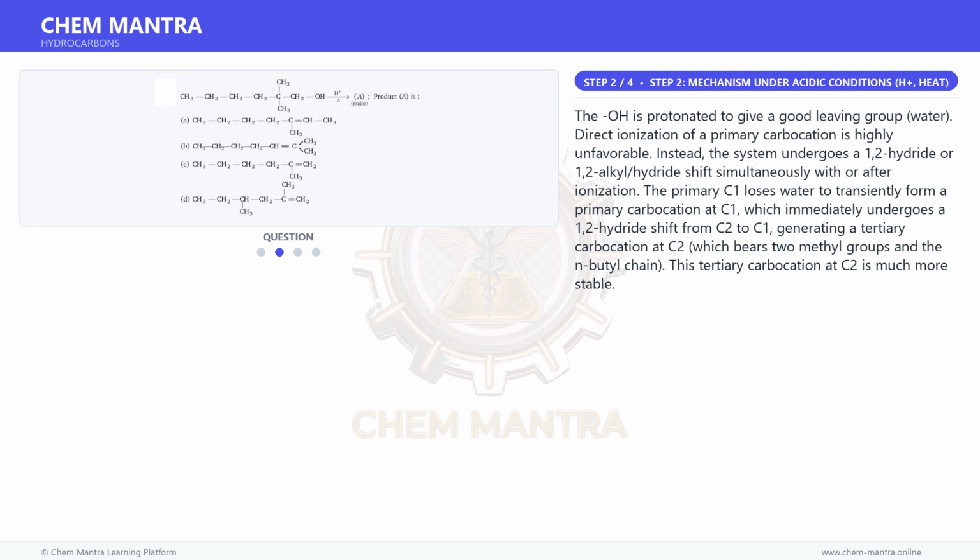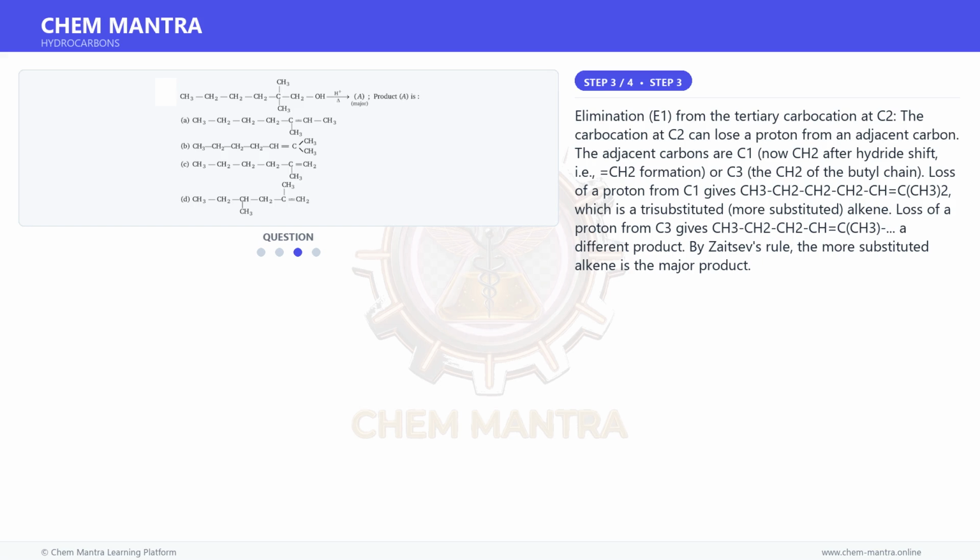The primary C1 loses water to transiently form a primary carbocation at C1, which immediately undergoes a 1,2-hydride shift from C2 to C1, generating a tertiary carbocation at C2, which bears two methyl groups and the n-butyl chain. This tertiary carbocation at C2 is much more stable.